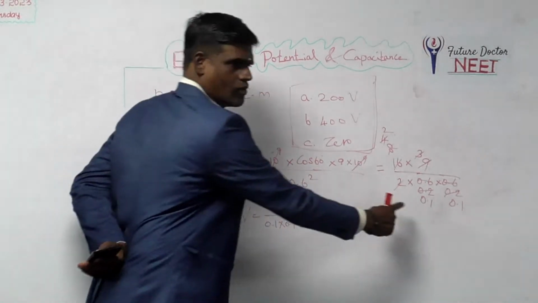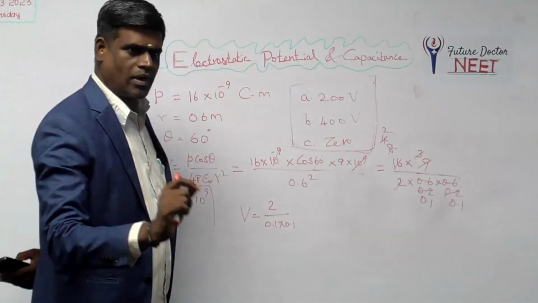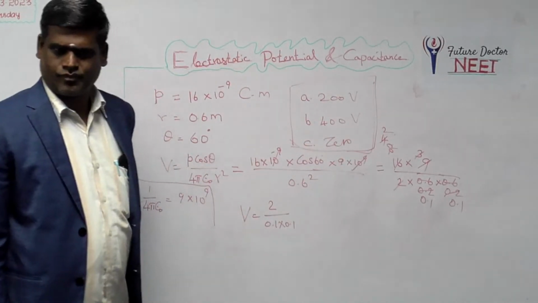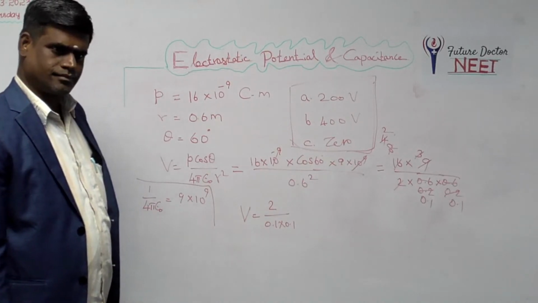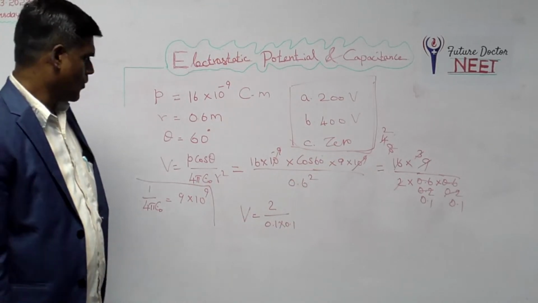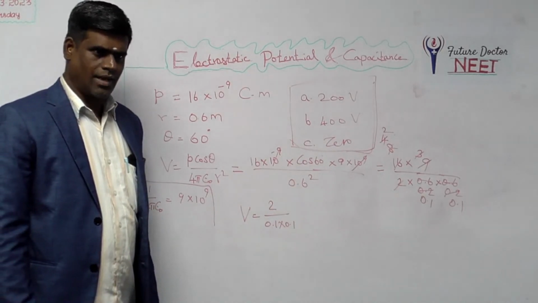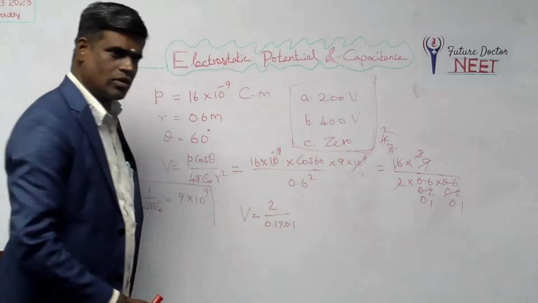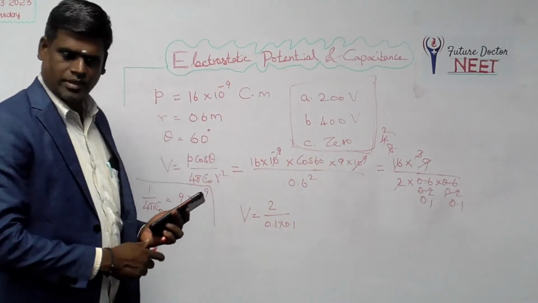This you can understand, no? Suppose you feel difficulty, you can do as it is. 0.6 square, 0.36 will come, and then you can simplify, no problem. Which option? Answer earlier. 2 by 0.1, you don't know how to. 200, yes. Yes, 200, correct.